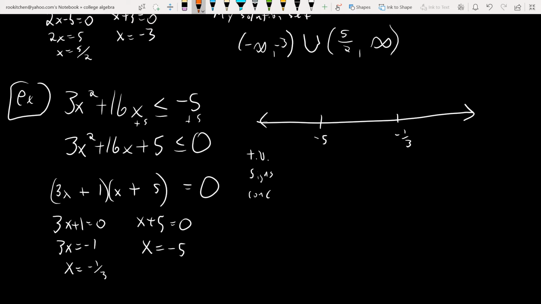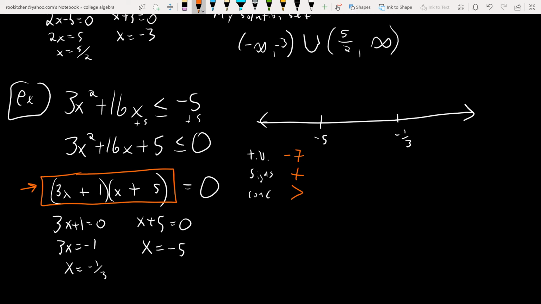Okay, so let's try it. My test value, I'm picking something from -infinity to -5. I'll pick -7, and I'm plugging that into this expression I boxed in red. So -7 times 3 is -21, plus 1 is a negative. -7 plus 5 is also a negative. Negative times negative is positive, so it'll be greater than 0 in that interval.